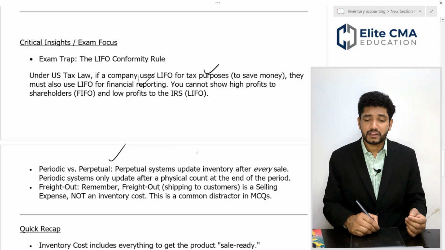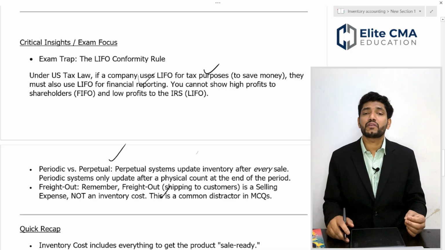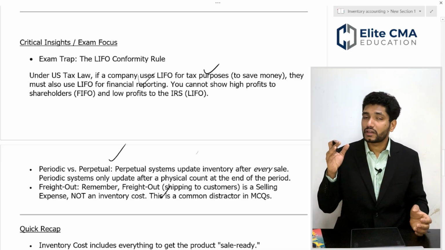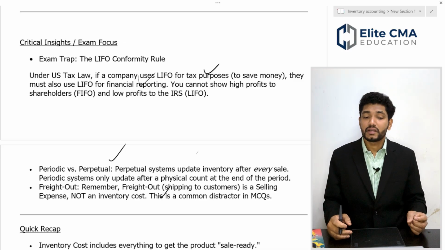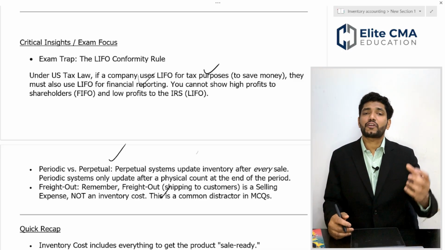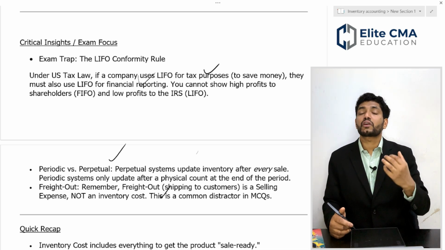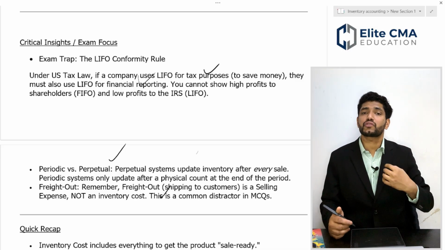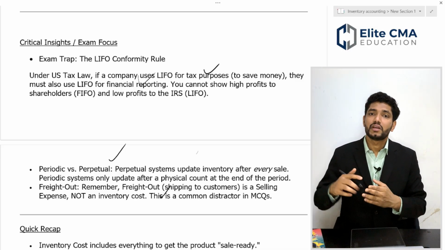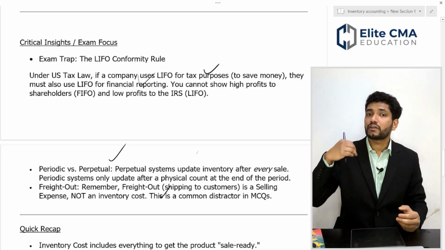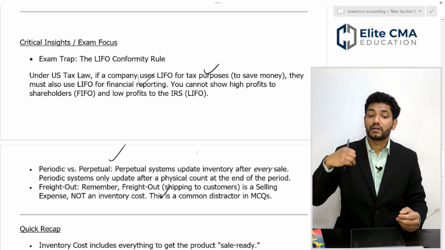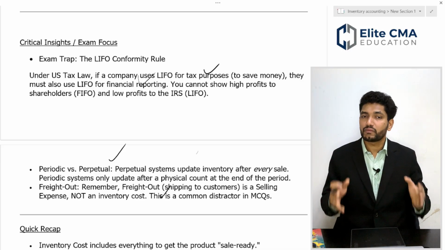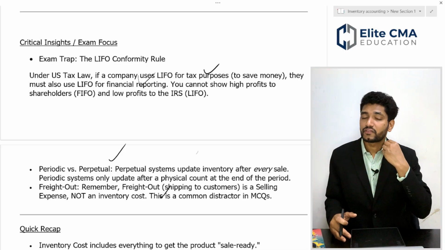Then the freight out. What is freight out? Freight out means the shipping cost to your customer. This is not a part of your inventory cost, it is a selling expense. Freight in means any cost you incur to bring that purchased material to your warehouse. That is your inventory cost. Freight out means your customer shipping cost, which is not a part of your inventory cost, it is your selling expense.